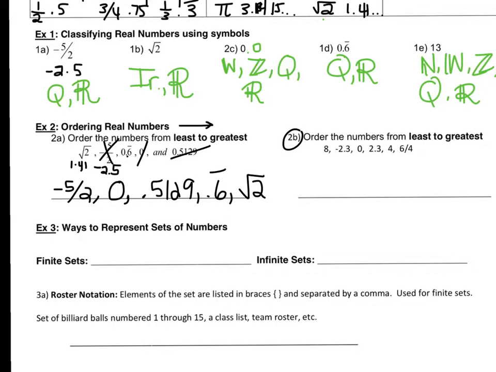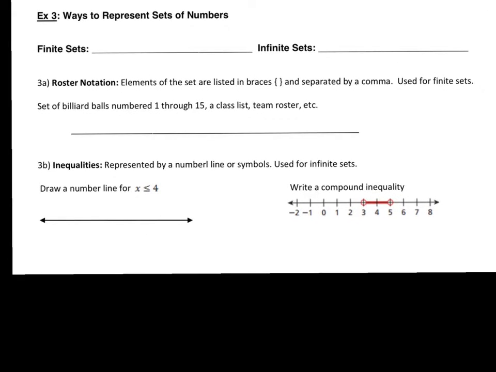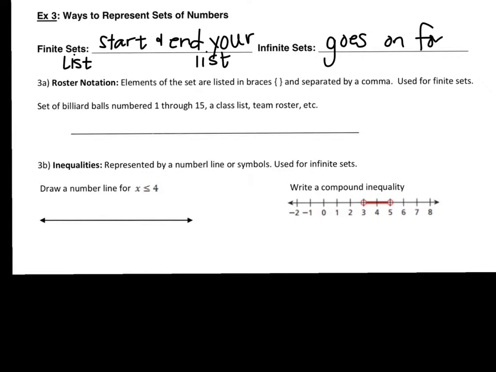And next we'll talk about finite versus infinite sets. A set of numbers is really just a list when you see that in math. A finite set has an end to the list, so you can start and end your list. There's a certain number of numbers in it. An infinite set, you can never stop naming the numbers in the list. It's a list that goes on forever.